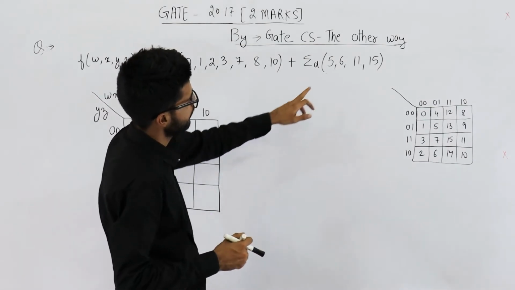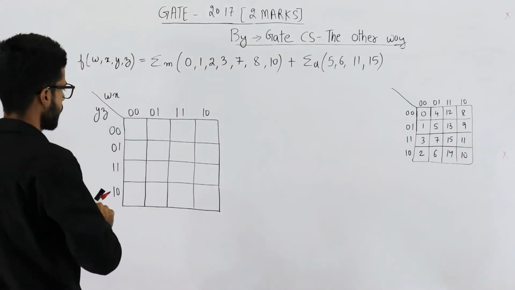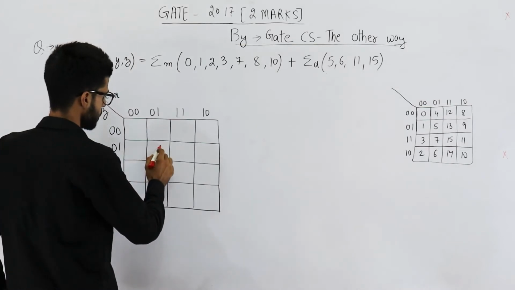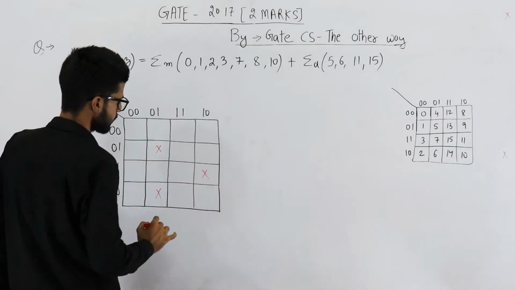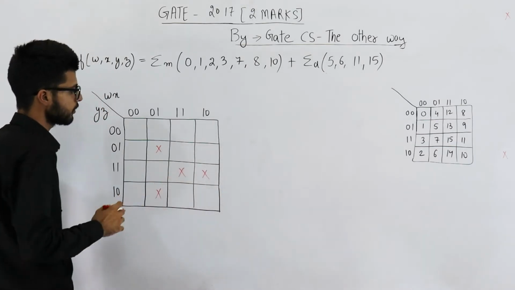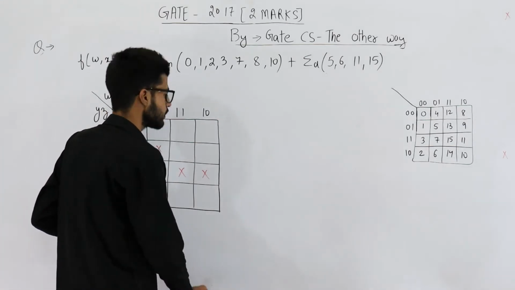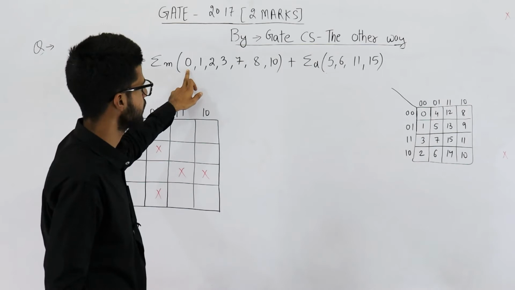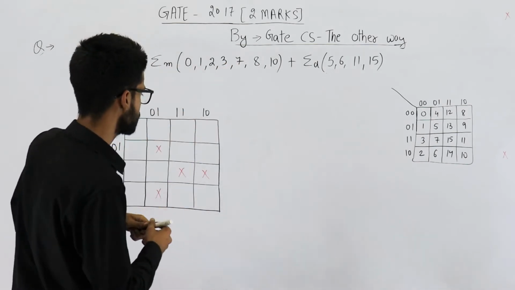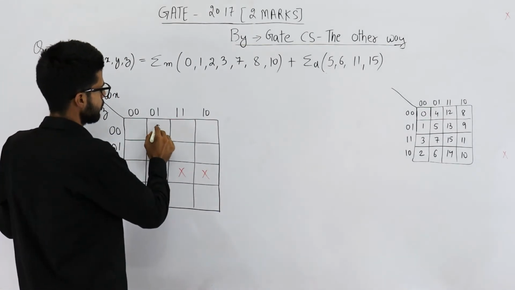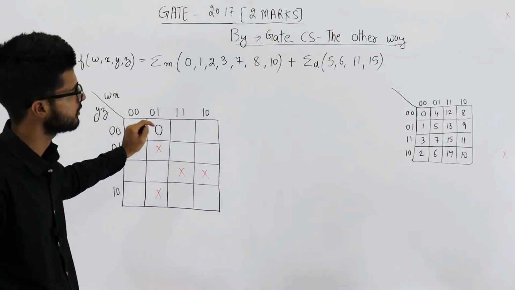But before that, let me fill in these don't cares. They are 5, 6, 11 and 15. So these are the don't cares that are given in the question. Now let's find out the max terms. 0 is a minterm, 1, 2, 3, all are minterms. Then 4 is missing. That means 4 has to be a max term. So this is 4 and the output at 4 is going to be 0. So I have written a 0 here.